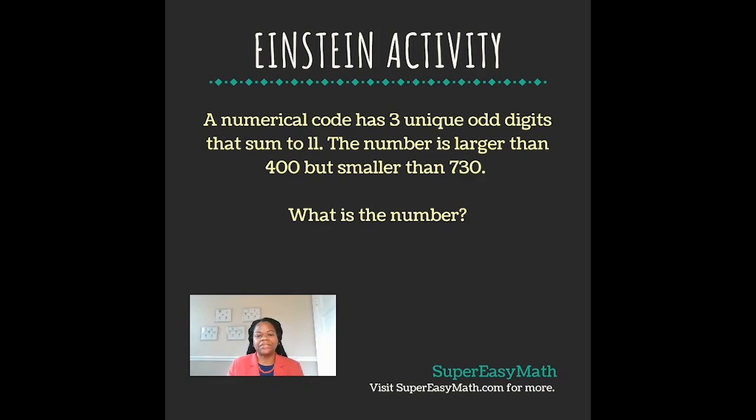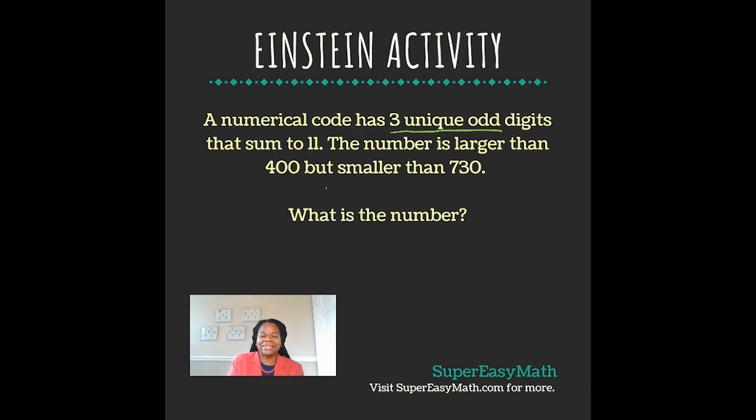Today's Einstein activity says a numerical code has 3 unique odd digits that sum to 11. The number is larger than 400 but smaller than 730. What is the number? Well, the problem tells us that the number consists of 3 unique odd digits.